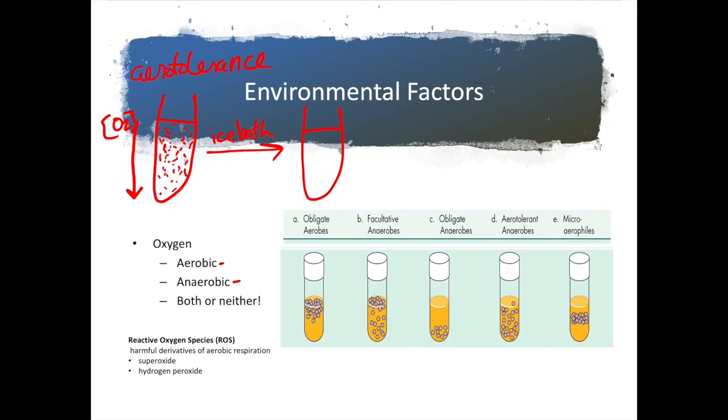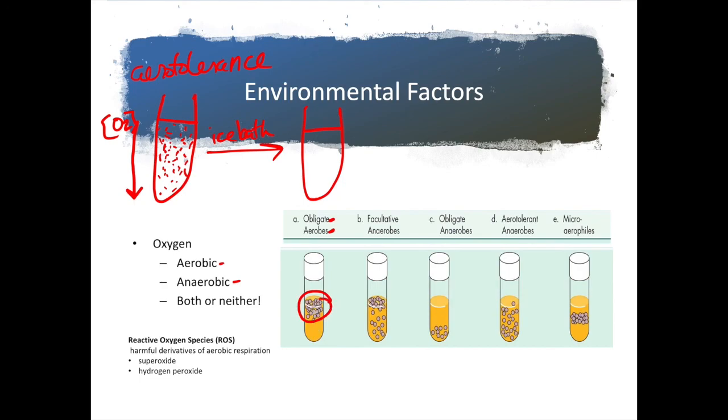Once I do this with a bunch of different organisms, I can take a look at where these organisms are growing inside of this aerotolerance tube, and I can determine if it's aerobic, anaerobic, and other classifications. The classifications that we see for oxygen requirements include obligate aerobes, and they are obligated to grow in an aerobic environment. So you can see here, they're growing at the top of the agar in this tube.